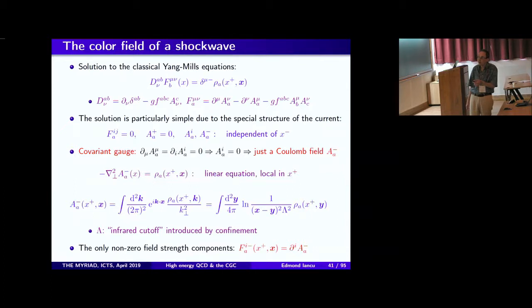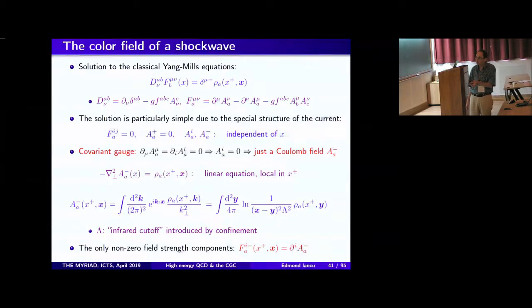You just take A_i is zero, so A plus is zero, A_i is zero, you have only a single component, A minus, just called the Coulomb field. If you have a single component, there is no commutator, and then the equation becomes linear. So due to the special structure of the current, the equation you have to solve is just a Poisson equation in two dimensions. So the whole operator here reduces to a two-dimensional Laplacian, d perp squared, acting on A minus equal to rho. That's a linear equation, anyone can solve it, even I can solve it.